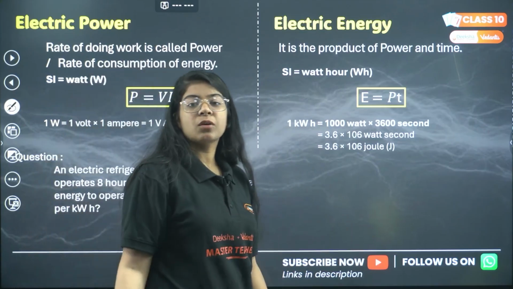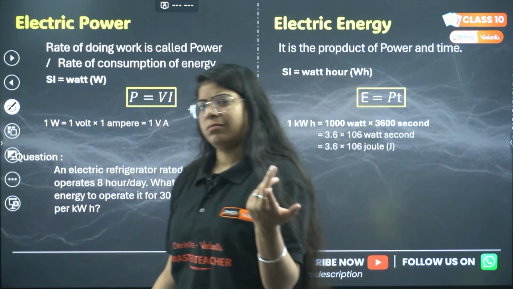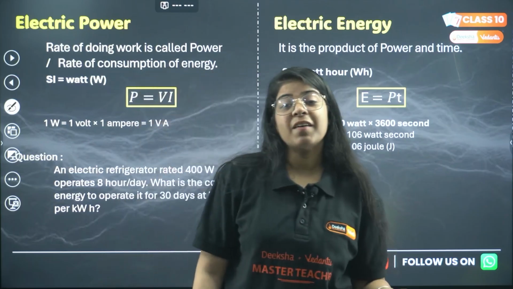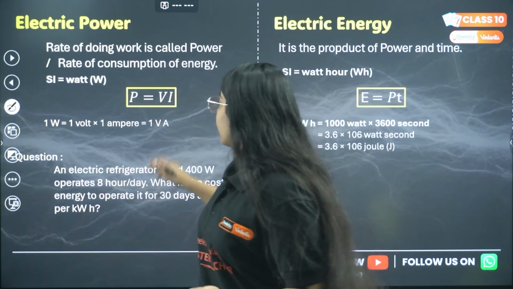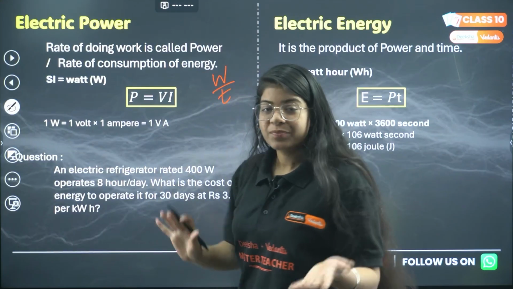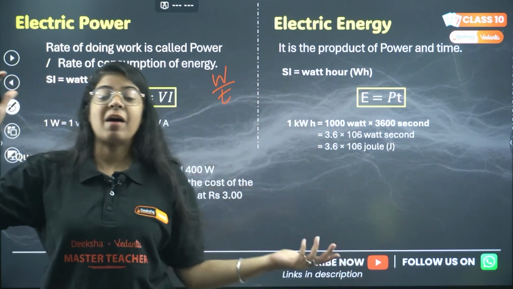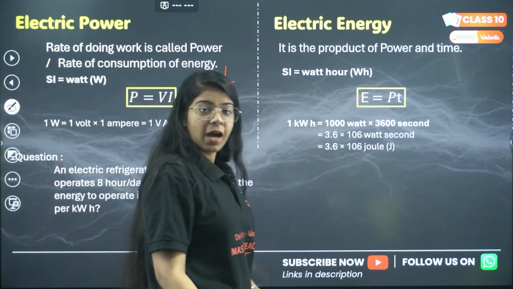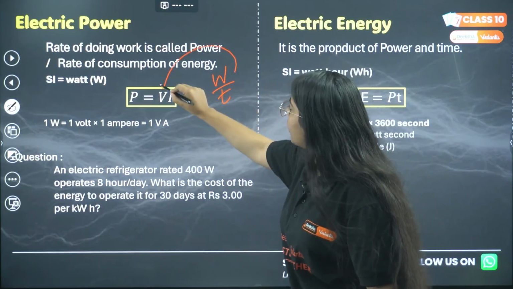So if I did that work in 1 second, my power will be 1 W, let's say. If I did it in 2 seconds, since it is a rate, this is work divided by time. This is power, right? If I did it in 2 seconds, the power will be less. It will be half. Ma'am, how did we reach from this formula to this formula?